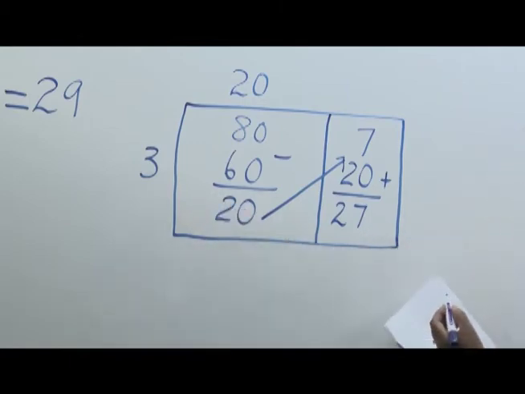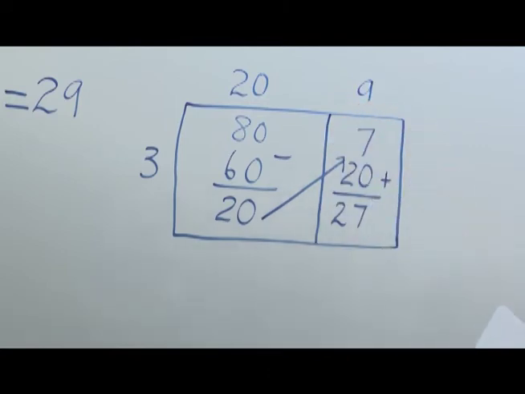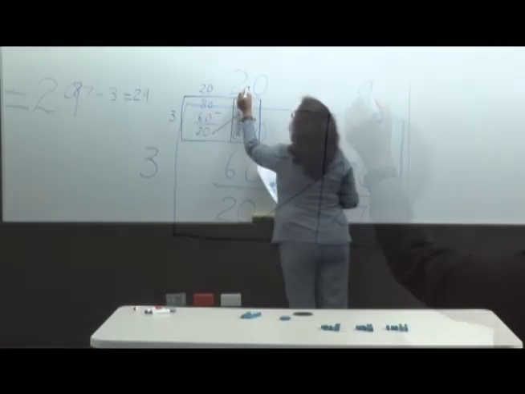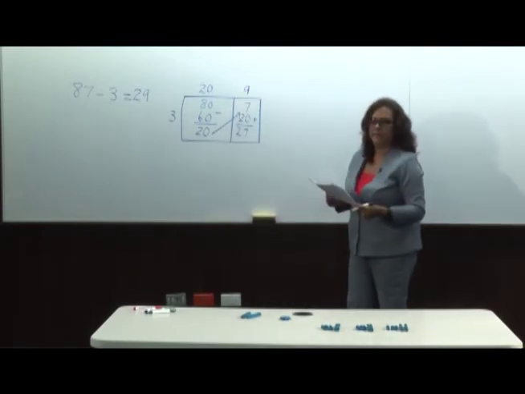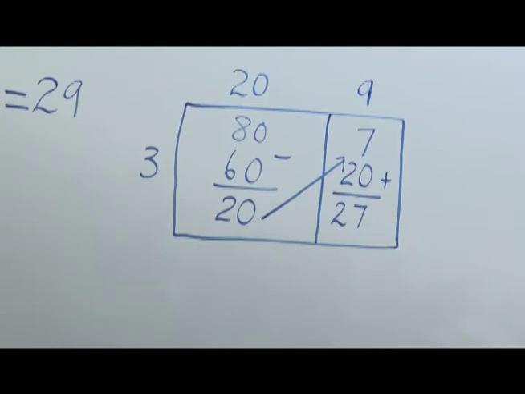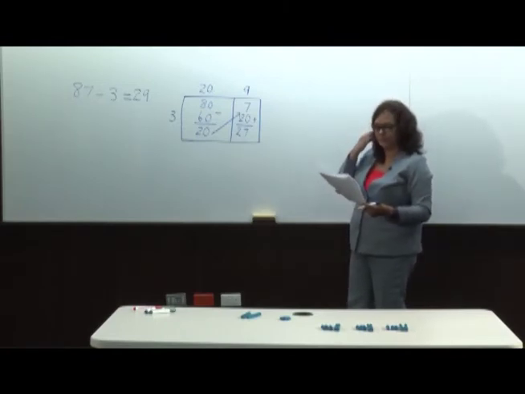So 27 divided by 3 is 9. So there I have my answer. So I have used the same problem to demonstrate what is the area model. And there are some variations for this, but it's a nice strategy that you can use, especially with numbers that are less than 100, and even with larger numbers too.